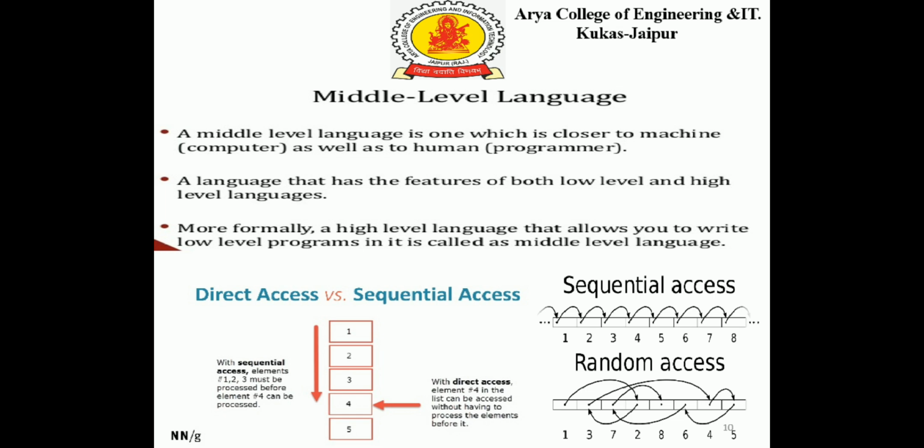Then next we will be discussing direct access and sequential access of data from the hard disk or from the memory. Accessing data is of two types: direct, also called random, or sequential, that is a step by step process, as given in the figure. We can see that sequential access is slower and random or direct access is faster than sequential access.